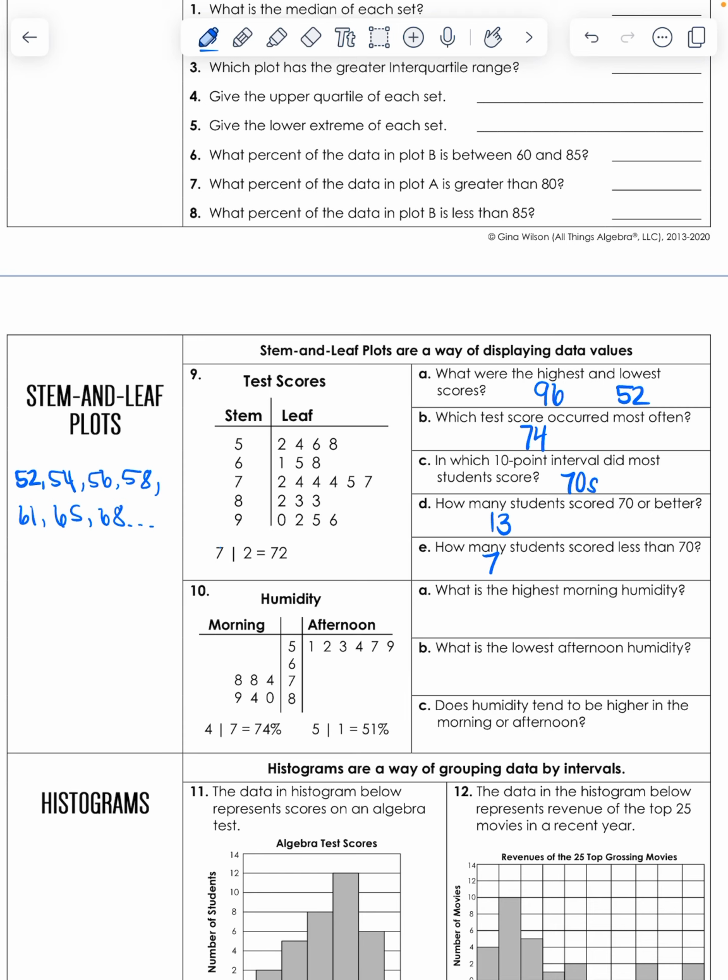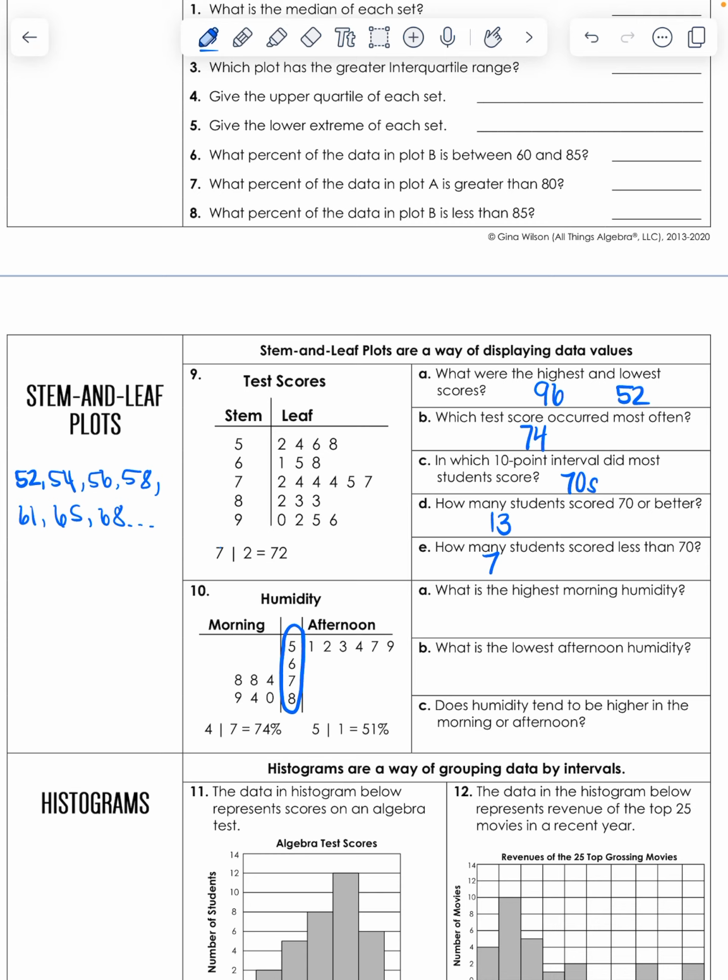Now, sometimes we can have a stem and leaf plot that is considered back to back, and that's when the stem is actually in the center and the leaves are going in opposite directions. So this one's about humidity in the morning versus the afternoon. So we would read this backwards.